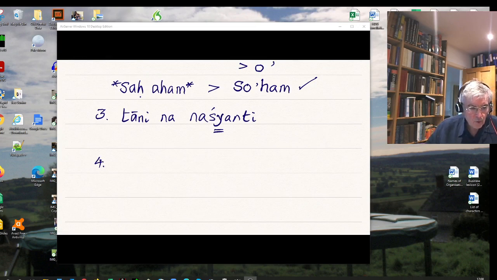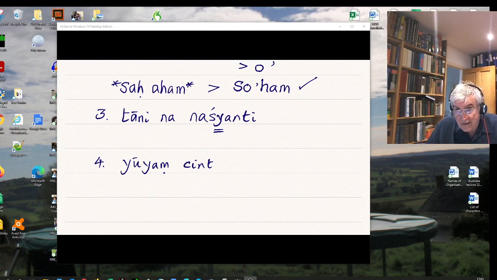4. Yuyam chintayata katayata cha. Yuyam is you, but plural, not dual. Yuyam, and becomes anuswara because it's followed by a consonant. Chintayata katayata cha. Now these are both 10th class verbs with an aya as part of the present stem. So not chintata, but chintayata, katayata.